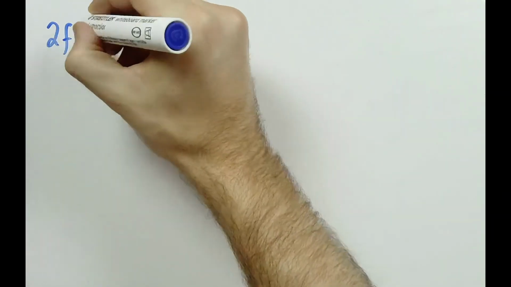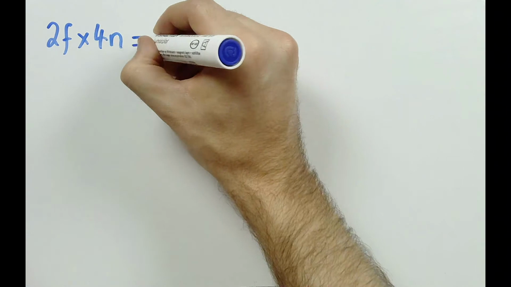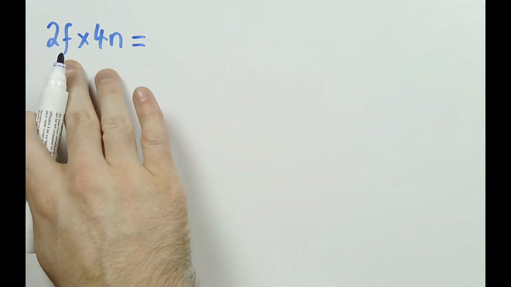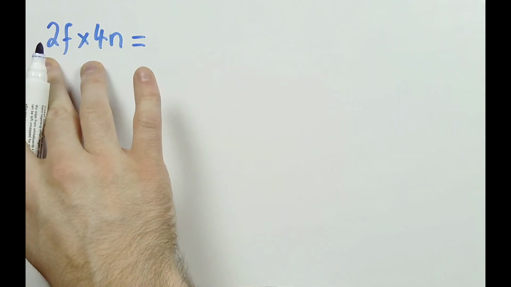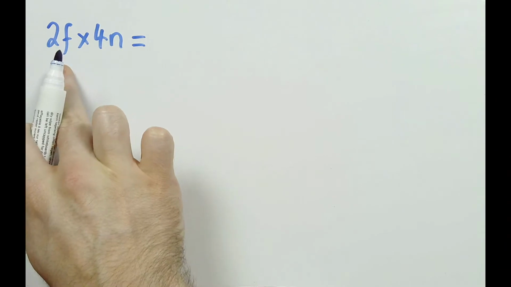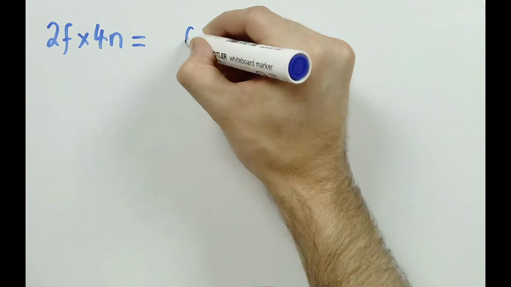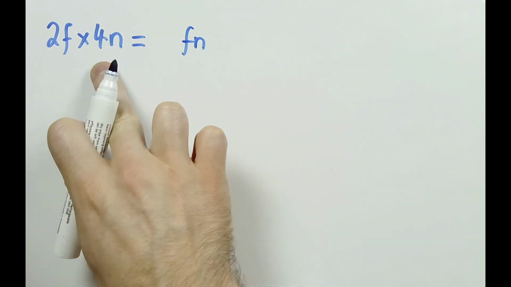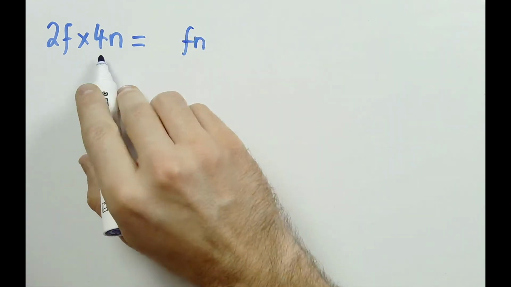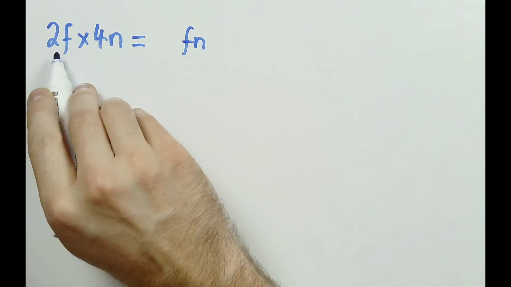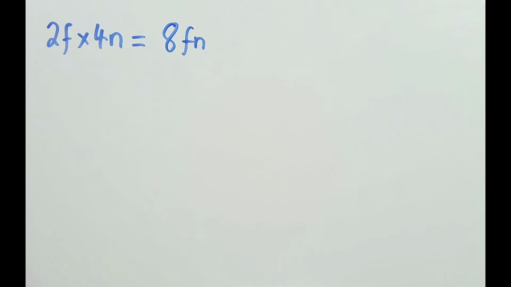Now, let's have a look at an example which uses multiplication. So here, we have two different base values, and each one has a different number out the front. So when multiplying two different variables, we simply represent them as here, f times n can be represented as fn. And out the front, we just multiply these two numbers together. So we have 2 times 4, which is 8. So our answer becomes 8fn.